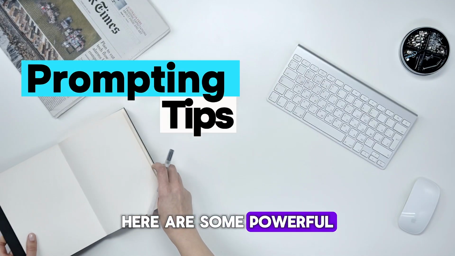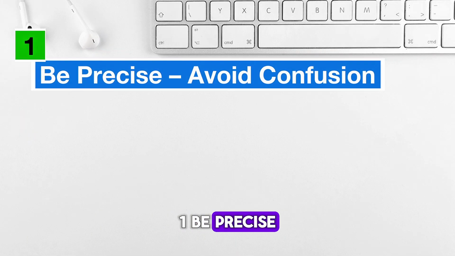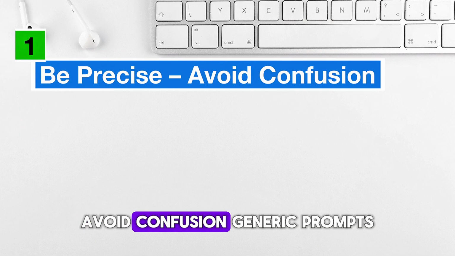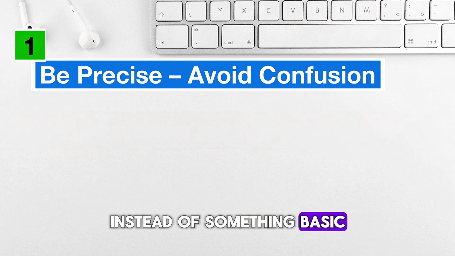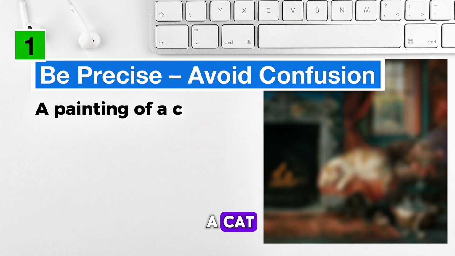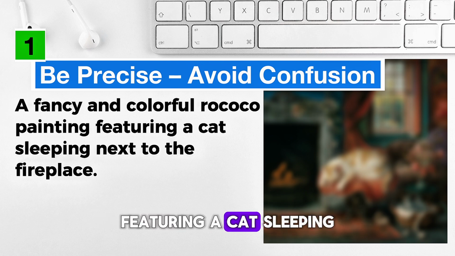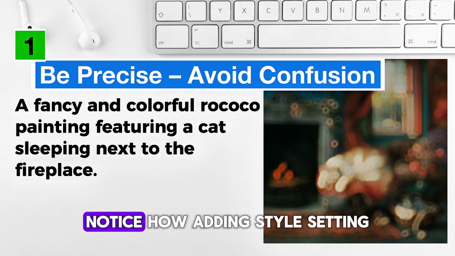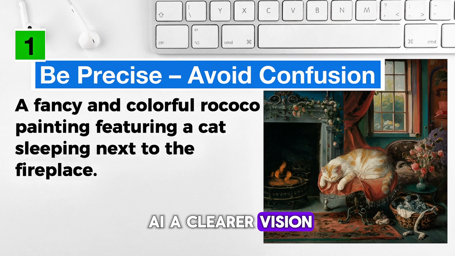Here are some powerful tips that will instantly level up your results. 1. Be precise. Avoid confusion. Generic prompts lead to generic images. Instead of something basic like a painting of a cat, try this: a fancy and colorful Rococo painting featuring a cat sleeping next to the fireplace. Notice how adding style, setting, and detail gives the AI a clearer vision to work with.